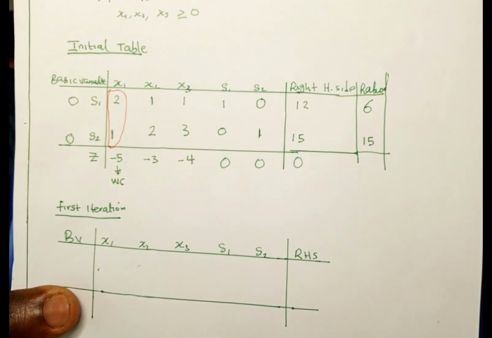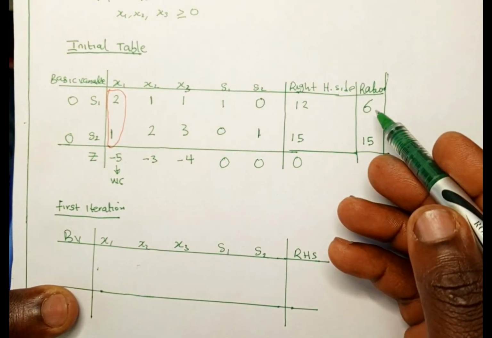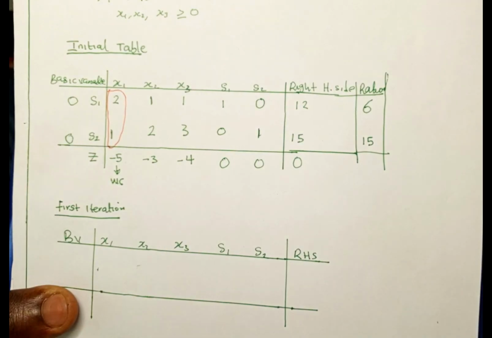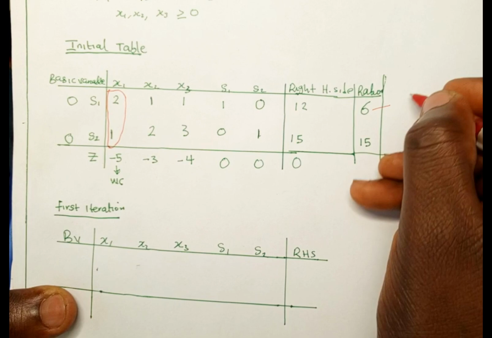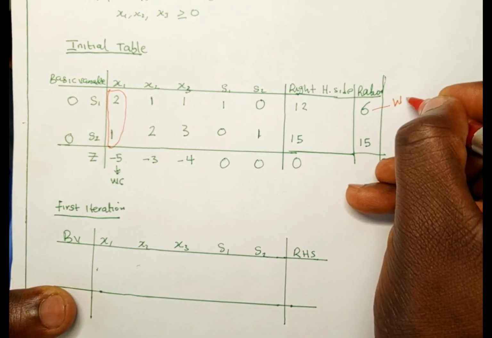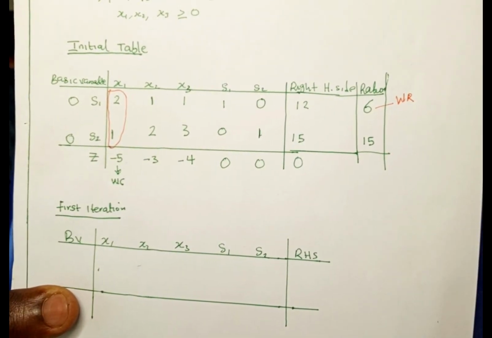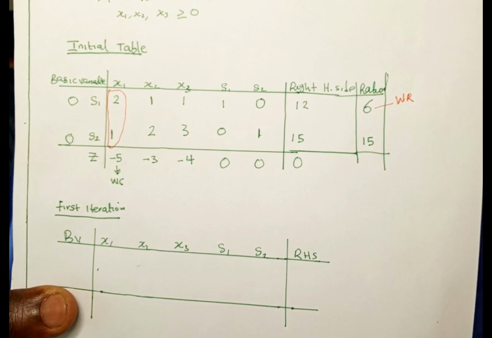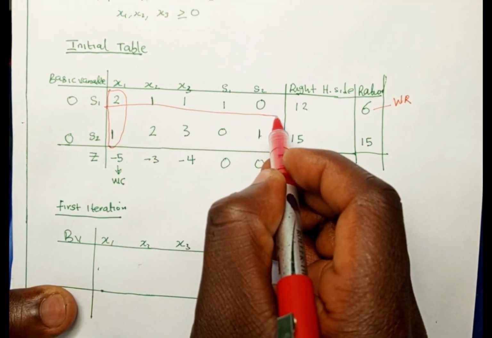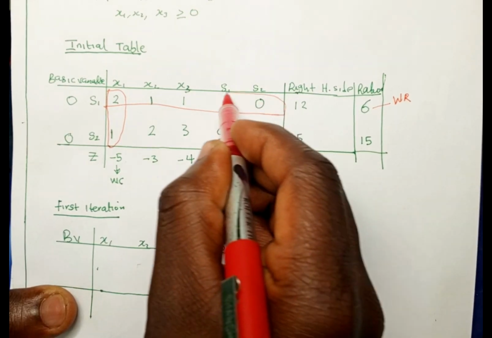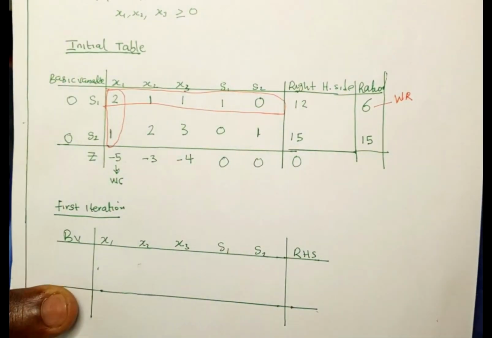This is our ratio. Now to get our working row, we are going to pick the minimum value of the ratio, and the minimum value here is what? 6. So 6 is going to be our working row. So now that we have found the working row and the working column, now we can circle them. This is our working row, and this is the working column.